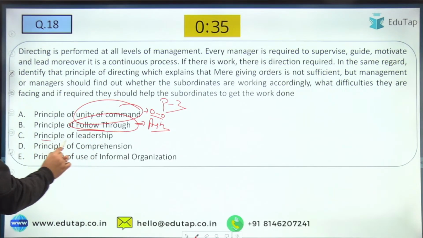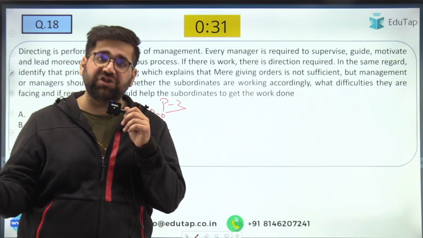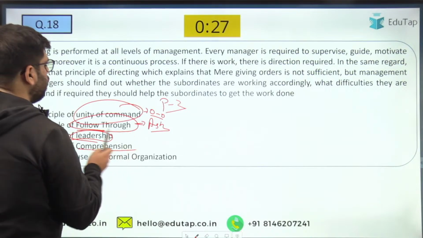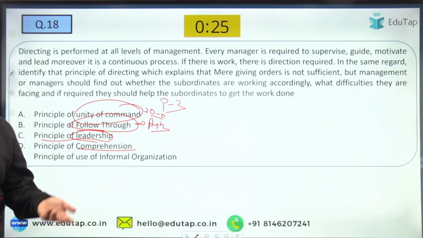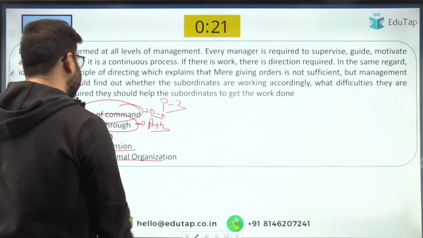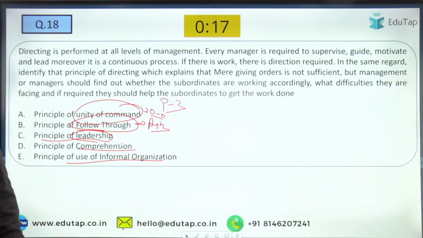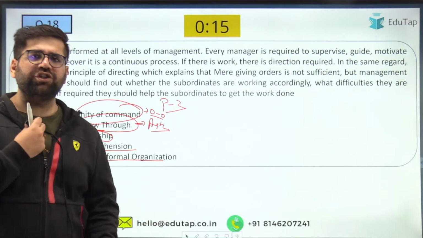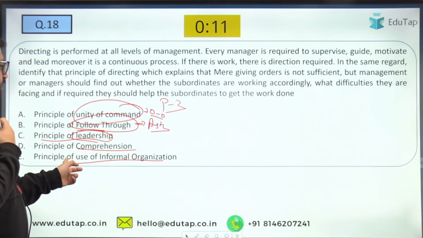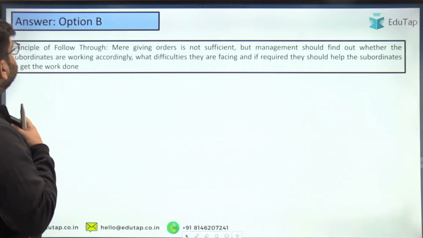Principle of leadership basically is like you need to follow transformational leadership, not transactional. Principle of comprehension is like you don't call your employee every now and then, just summarize all the important points. And principle of the use of informal organization means, to an extent, informal organization is good because you will promote team feelings in your organization.